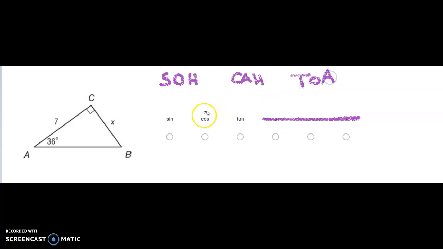And then we have to label the sides of the triangle. Across from the given angle is the opposite, and in between the given angle and the right angle is the adjacent side, and then across from the right angle is the hypotenuse. So we have this and this that we're going to be using, which is TOA. Opposite and adjacent sides. So TOA has to do with tan. That is my answer.